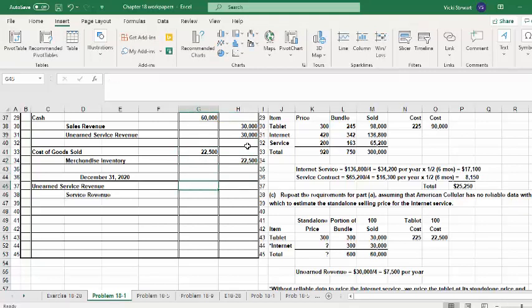Then at the end of December, we would need to record the amount of the internet revenue that we've earned. So you take again the total $30,000 divided by 4, and you get $7,500 of service revenue. So we would debit the unearned service revenue for $7,500 and credit service revenue for the same amount. And that is the conclusion of the demonstration for problem 18.1b.